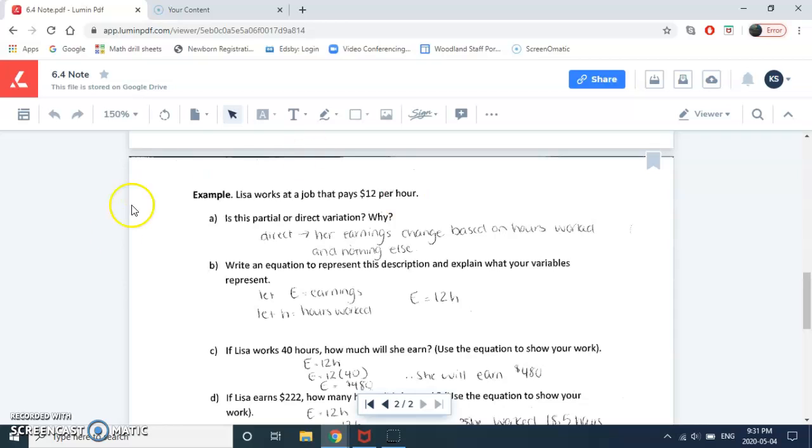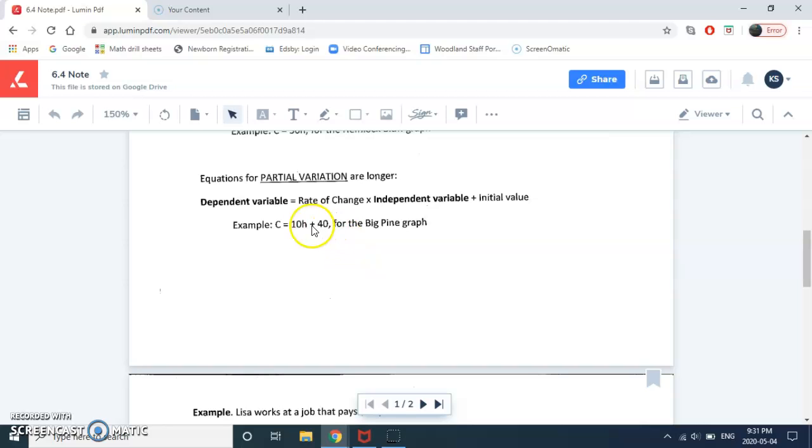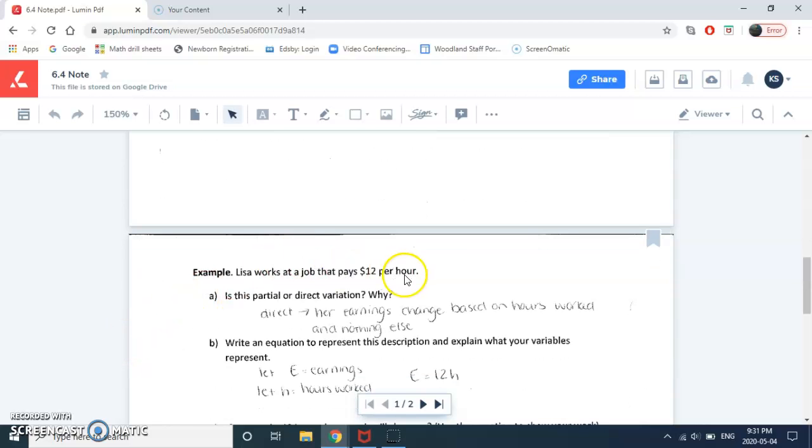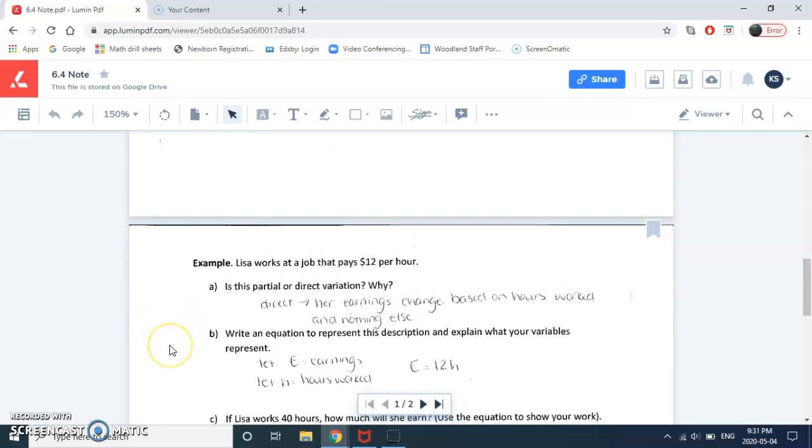We're going to look at an example here on how we could do that. So Lisa works at a job and she gets paid $12 an hour. Is this partial or direct variation, and why? Well, there's nothing initial, or there's nothing added on like we have here, plus 40. We are seeing that it's just the $12 per hour, so it would be a direct variation, as her earnings are changed based on hours worked and nothing else.